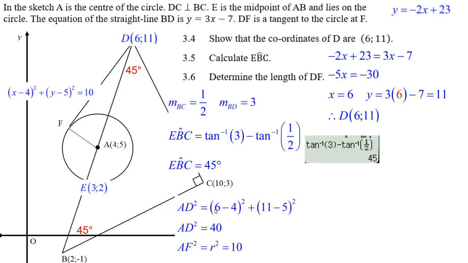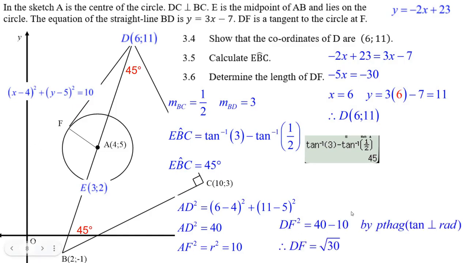First, we figure out AD squared. That's what I did. I went 6 minus 4 squared, 11 minus 5 squared, 2 squared, 6 squared. That's 40. And r squared, we already knew it. r squared is 10. Now, what do you do with Pythagoras? We can use Pythagoras because DF is perpendicular to the radius. So DF squared must be the hypotenuse squared, 40, minus the other short side squared, 10. And by Pythagoras, DF squared must be 40 minus 10, which is 30. So DF must be the square root of 30. And that is your answer. All done.